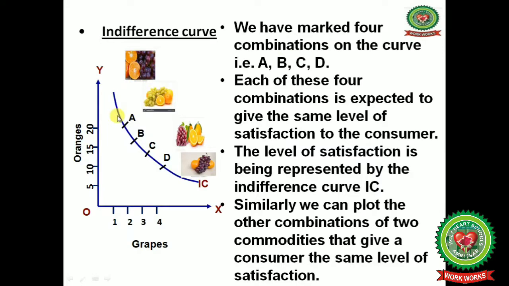I have drawn the first set on the x-axis and y-axis. On the x-axis I have measured grapes and on the y-axis I have measured oranges. When I plotted the numbers and joined these points, I got the downward sloping indifference curve and marked A, B, C and D. Each of these 4 combinations is expected to give the same level of satisfaction to the consumer. The level of satisfaction is represented by the indifference curve, that is IC. Similarly, we can plot the other combinations of 2 commodities that give a consumer the same level of satisfaction.